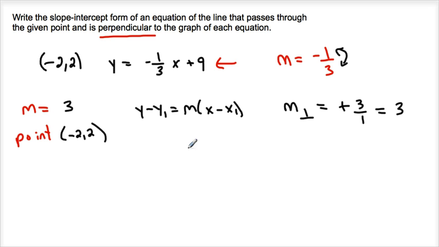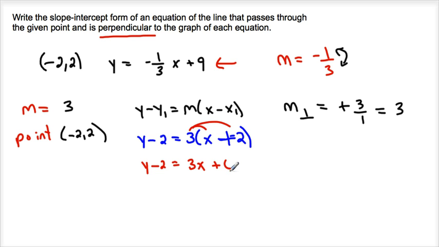Plug in: y minus, my y1 is 2, equals 3 times x minus, be careful, it's negative 2, so minus negative 2 again. The two negatives here now make a positive. So I have y minus 2 equals 3 times the quantity x plus 2. Transfer this into slope-intercept form. I'm going to distribute first. So I got y minus 2 equals 3 times x, 3x, plus 3 times 2, 6. One last step here.